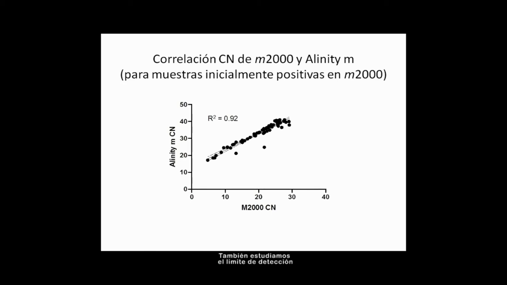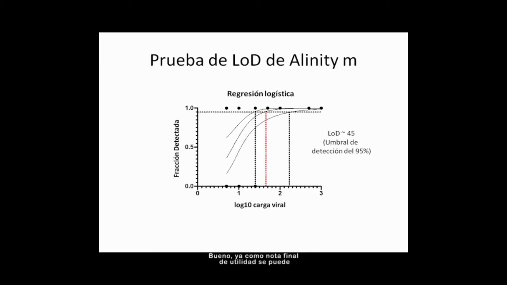We also did a limit of detection study, including testing at levels below the claimed limit of detection, and using logistic regression. We estimate the limit of detection is about 45. We didn't do a huge number of replicates, so the black dotted lines to left and right of the red dotted line are the 95% confidence intervals. So the limit of detection was excellent.